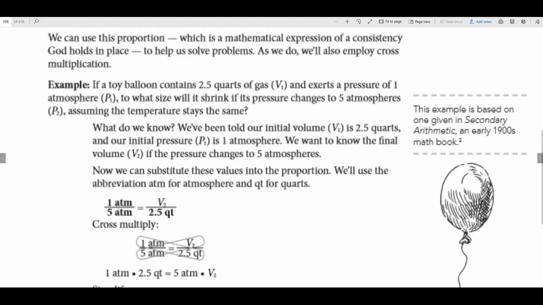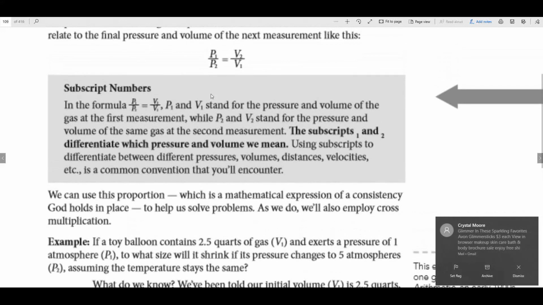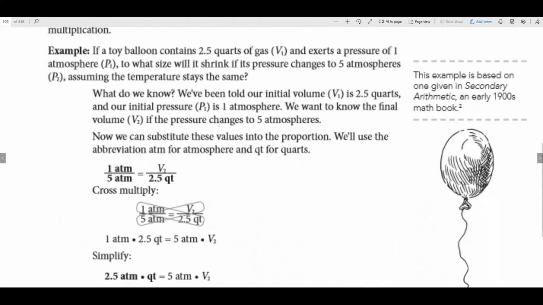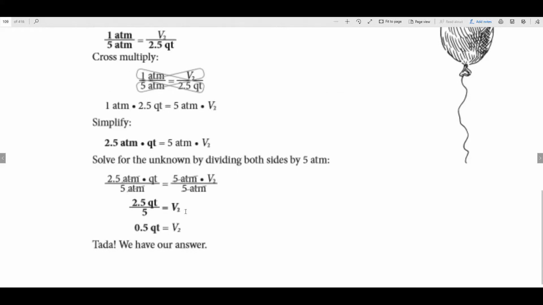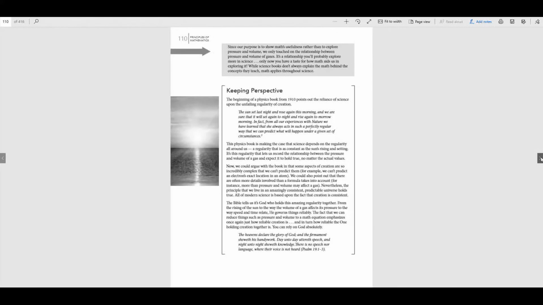So just plug in your numbers. Remember this formula right here. You just plug in your numbers where they go, cross multiply, and simplify. Do the problem. Ta-da, we have our answer. So it's just a matter of knowing which numbers to put where. I'm not going to read you the keeping perspective, but I read through it, and I would hope that you might want to read it.